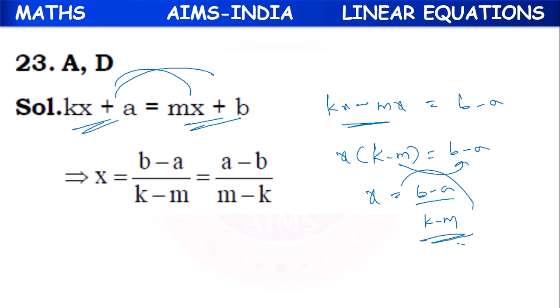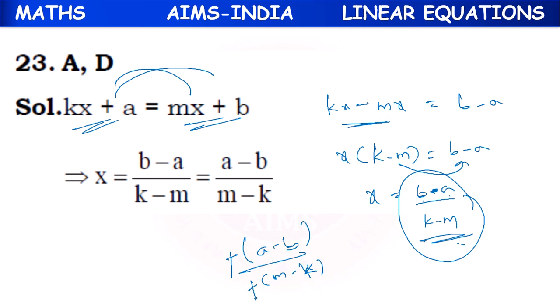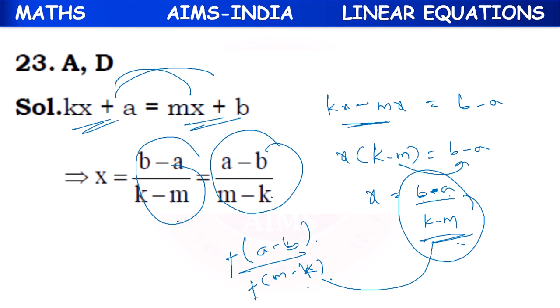Or, because minus is there, if you change the constants, if you write it as a minus b, then we can write it as minus of a minus b by denominator also minus of m minus k. Like this we can write. Minus minus gets cancelled. So this is also equal to a minus b by m minus k. So we are getting two values: b minus a by k minus m or a minus b by m minus k.